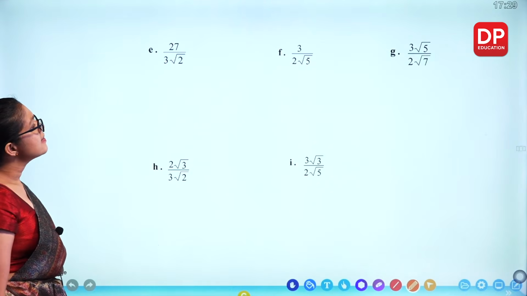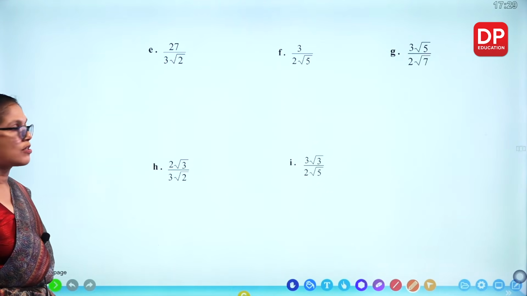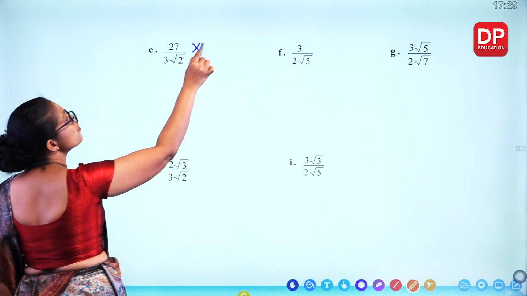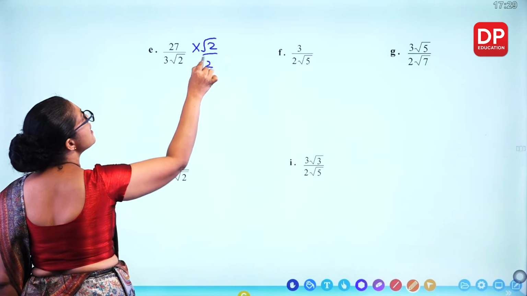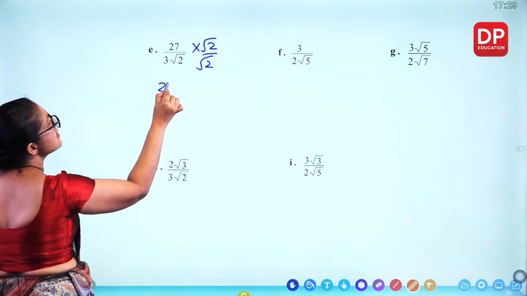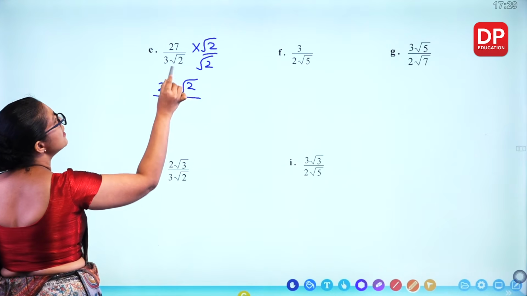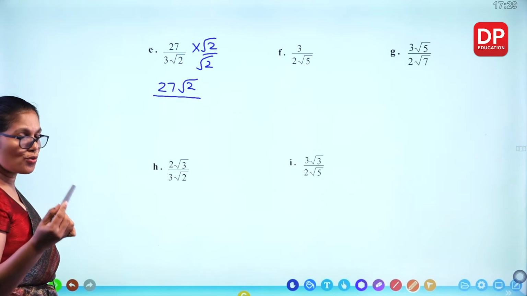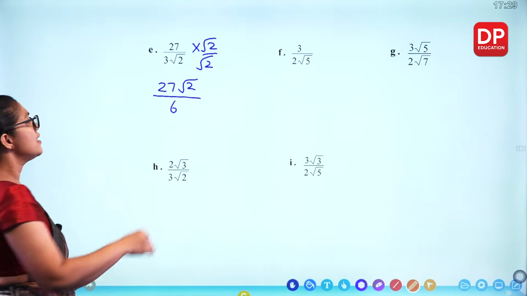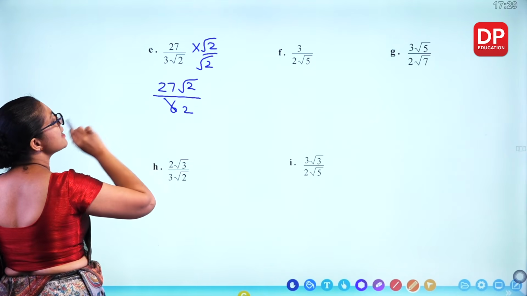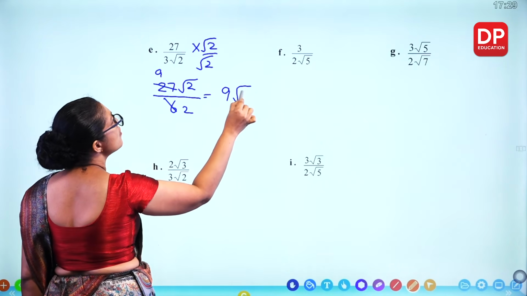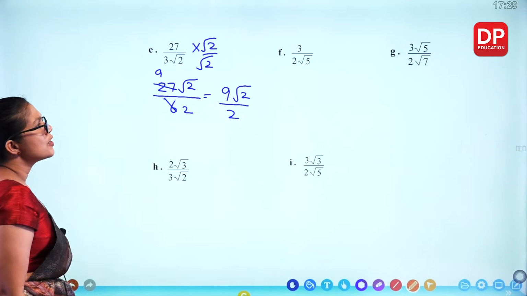Now we'll look at these questions. You want to rationalize these denominators. So what do we do? The surd value is root 2, so you multiply both the numerator and the denominator by root 2. So what do you get here? 27 root 2 over root 2 times root 2, 2. 2 times 3, 6. Now you can simplify further. I can divide by 3 and get 2. 3 times 9. So what's the final answer? 9 root 2 over 2.